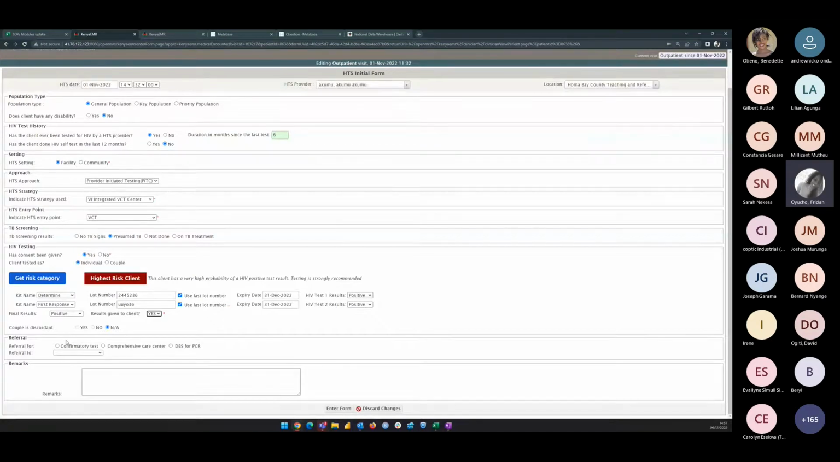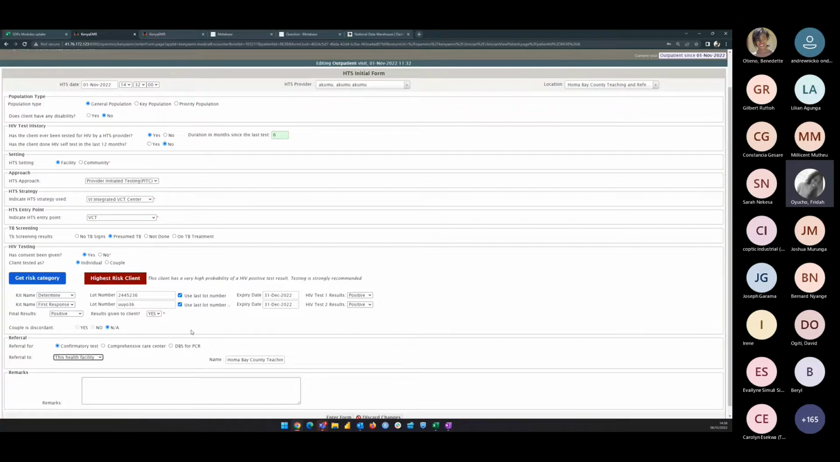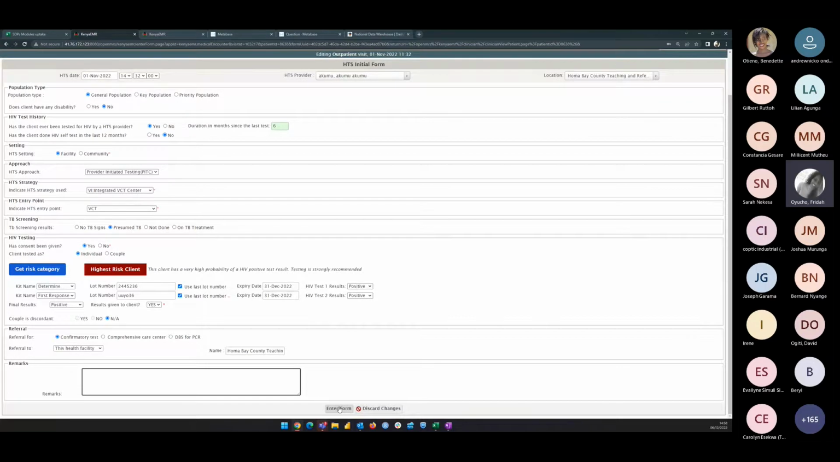After one has been tested and they turn positive from the initial testing, then they're supposed to be referred for confirmatory testing. Then you'll be able to indicate whether it's being done at this facility or they prefer it to be done in another facility. So I'll say this facility. Then if there are any remarks that the clinician feels they need to document, they'll be able to document under the remarks field. Then you enter form.